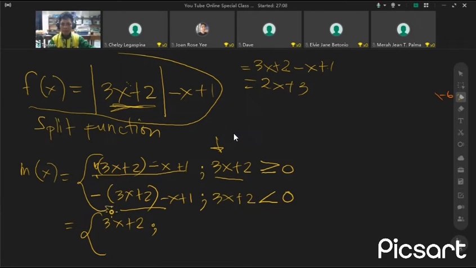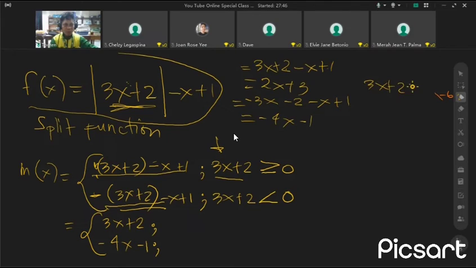Let's continue. To the negative side, since we have the negative sign here, we distribute this negative sign inside. As we have negative 3x minus 2 minus x plus 1, we have negative 4x, and negative 2 plus 1 is negative 1. The negative side is negative 4x minus 1. Now, we will simplify the restriction.